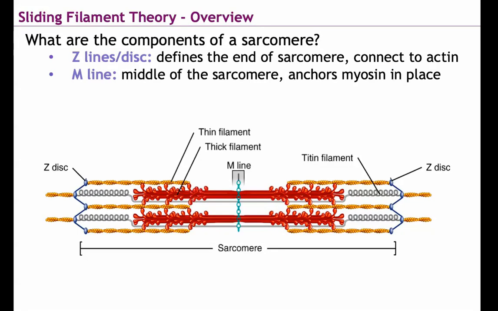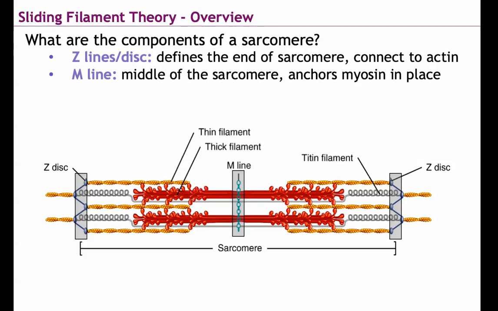And then lastly, which we've already kind of been over, the middle of the sarcomere is called the M-line. It anchors myosin in place. And then the Z-lines, or the Z-disc, are going to define the end of the sarcomere, and they are going to connect to actin. So the M-line connects to myosin in the middle. The Z-lines connect to actin on the outside.